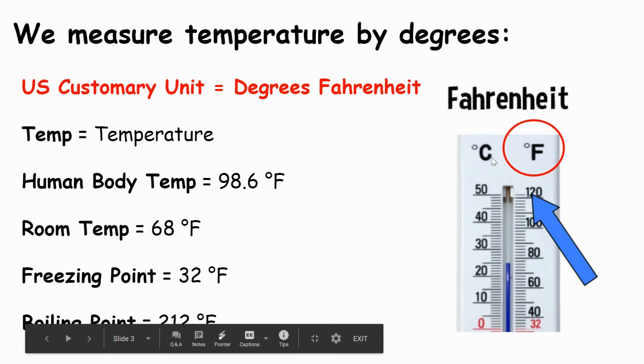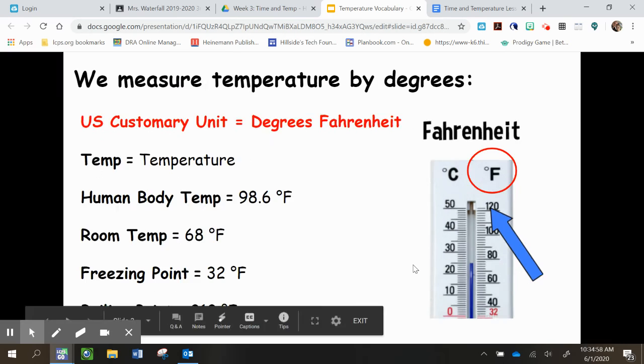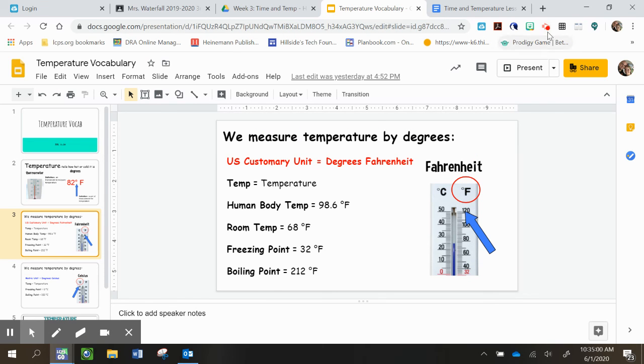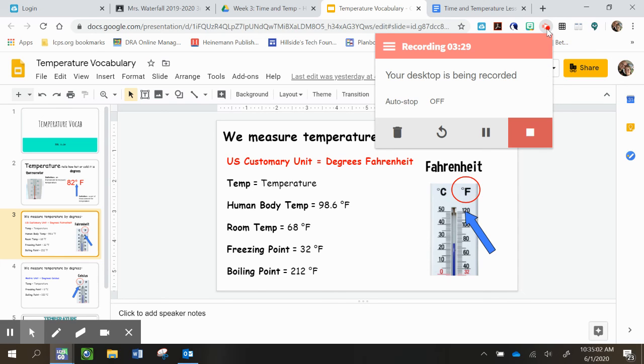On this side with Celsius, it's by tens, so it's 10, and this would be 15, and then 20. So each of these little dashes are actually 1, so this would be 10, 11, 12, 13, 14, 15, 16, 17, 18, 19, 20. Okay, so you have to be careful when you're reading a thermometer that you're using the scale correctly. Go ahead and move on to the next section in your HyperDoc.